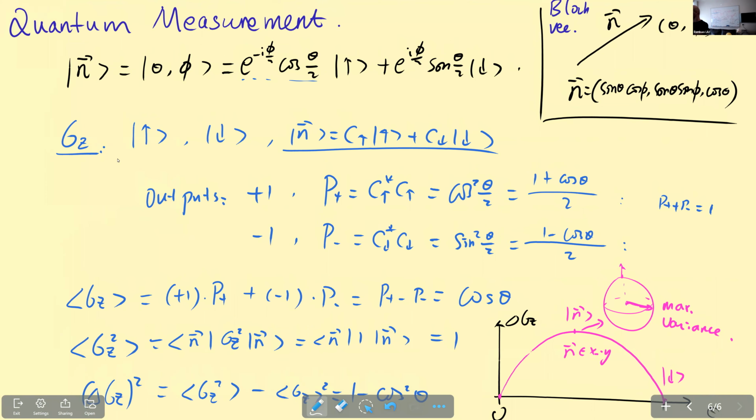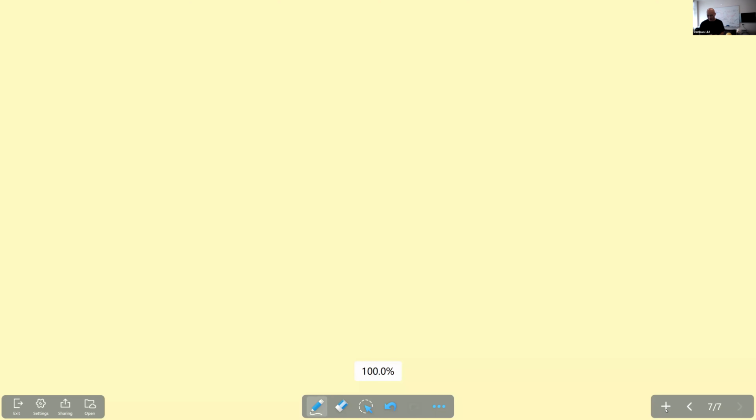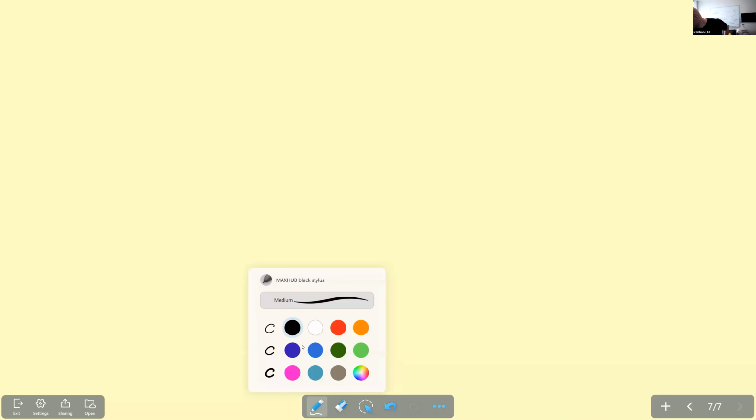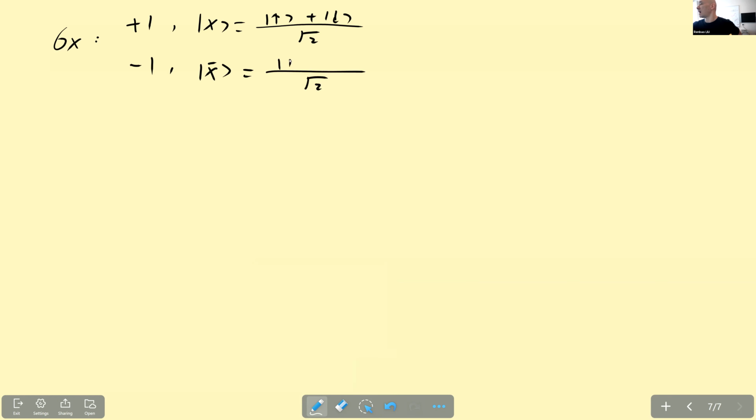Let's consider a less trivial case. How about sigma x? Of course, there will also be two outputs, +1 or -1, and the corresponding states will be two eigenstates. One is up plus down, and the other will be up minus down. So those will be the states. But then the question is, what's the probability?